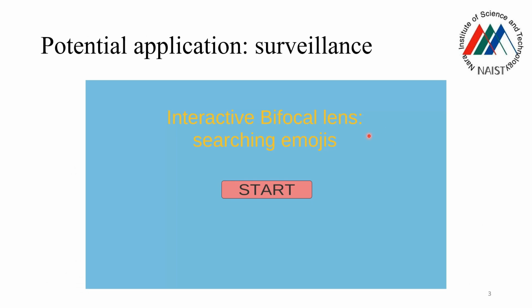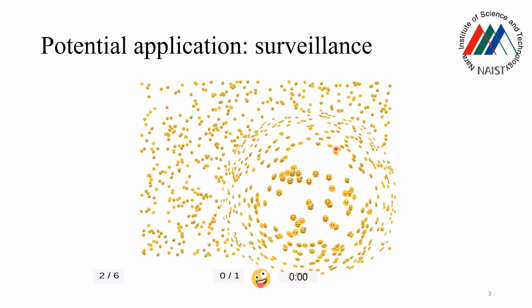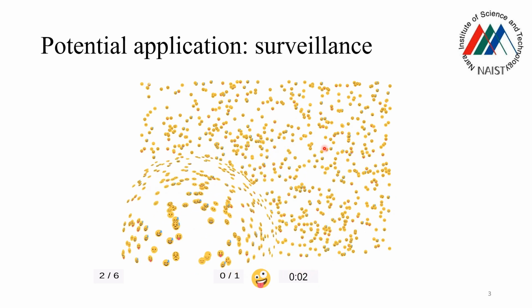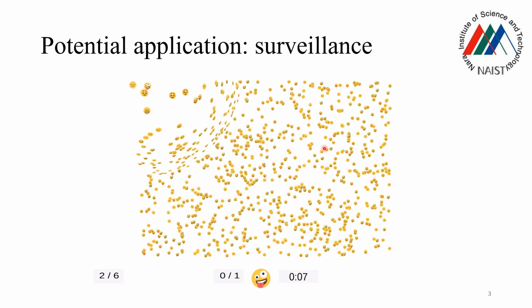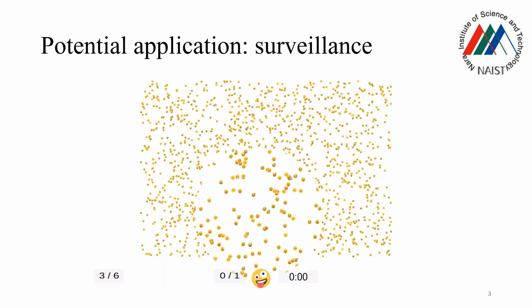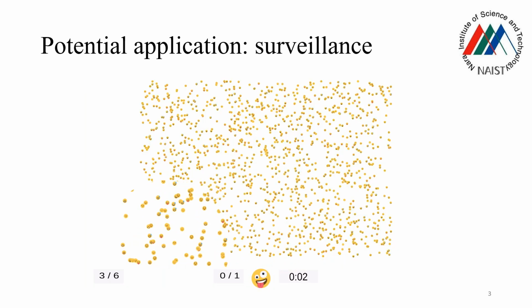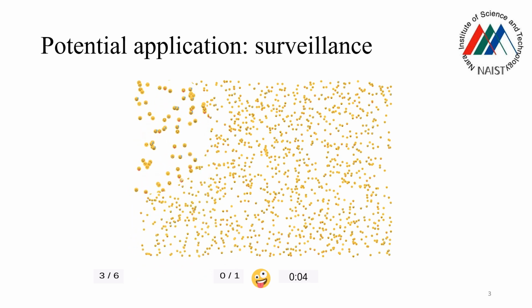The potential application for that could be surveillance. So here you can find an emoji among a dense set of emoji, and it's a bit easier to do with the lens because it magnifies the faces, so they are easier to distinguish.